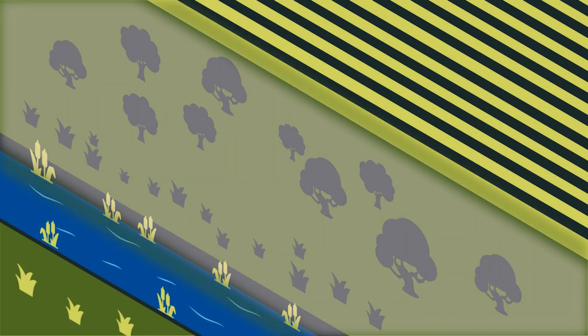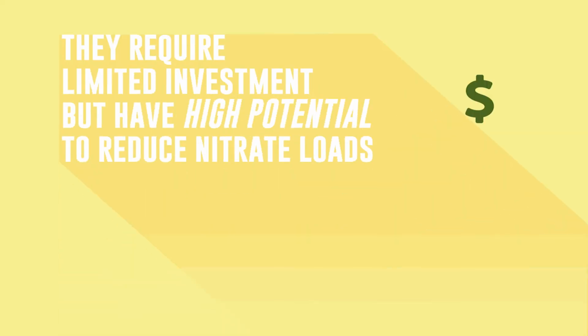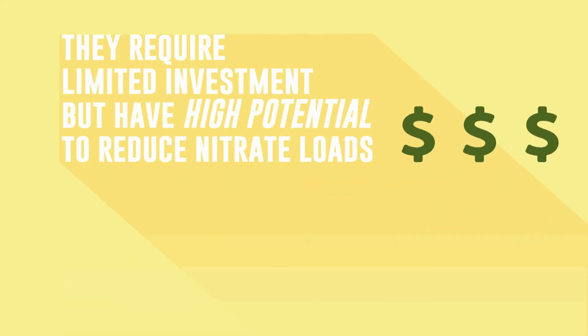Saturated buffers fit well at the edge of farm fields and use what is already in place, soil and plants in the riparian buffer, so they require limited investment but have high potential to reduce nitrate loads with very little maintenance or management required.